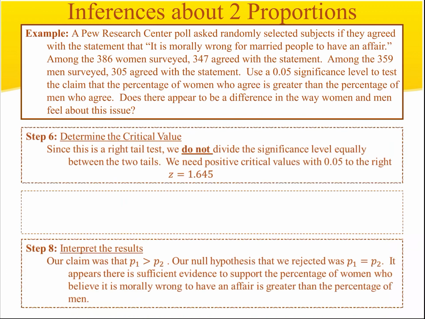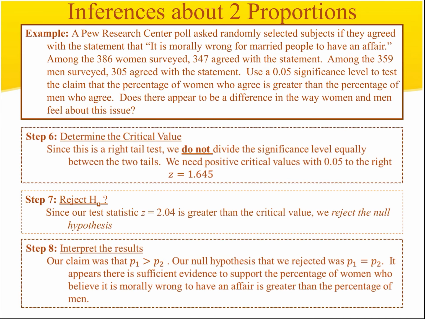Okay, so let's figure out what this means. Let's use the critical value method here. Since it's a right-tailed test, we do not need to divide the significance level into two tails. We just need the positive critical value with a 0.05 area to the right. And that corresponds to the critical value for z, 1.645. Comparing that to our test statistic, it is again greater than the z value, so we reject the null hypothesis. It's in the critical region.